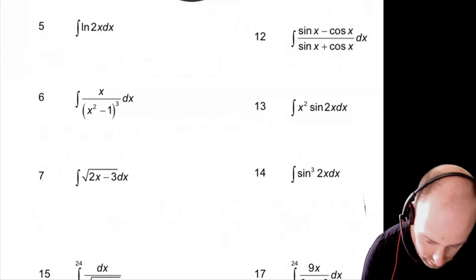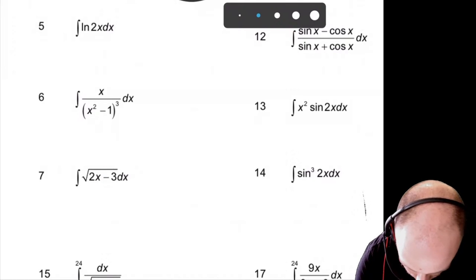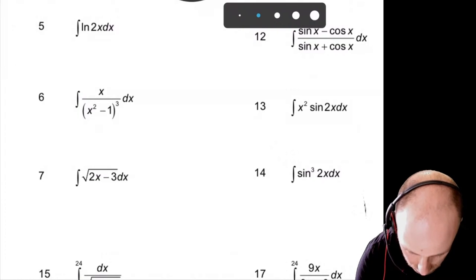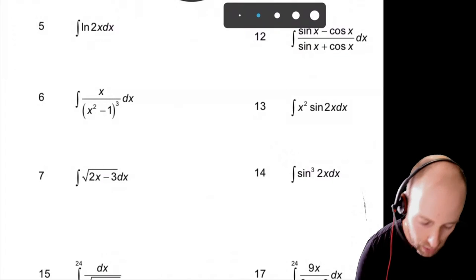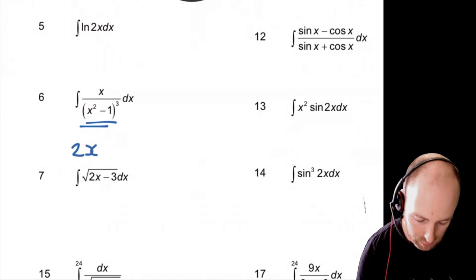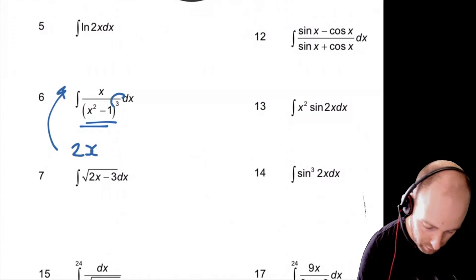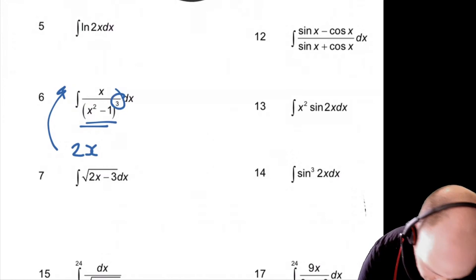Question 6. We've got x over (x squared minus 1) to the power 3. So here you need to spot, if you differentiate x squared, you'd get 2x, which should come out on top. But obviously, we don't have that. We've got x, and also we've got power 3 on the bottom. So we need to bring it all up on the same level.